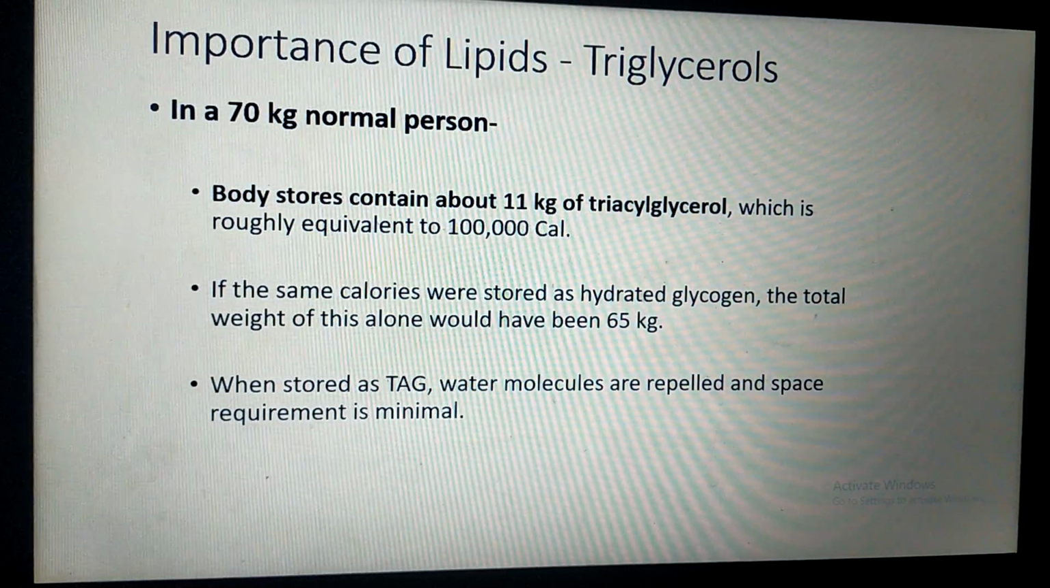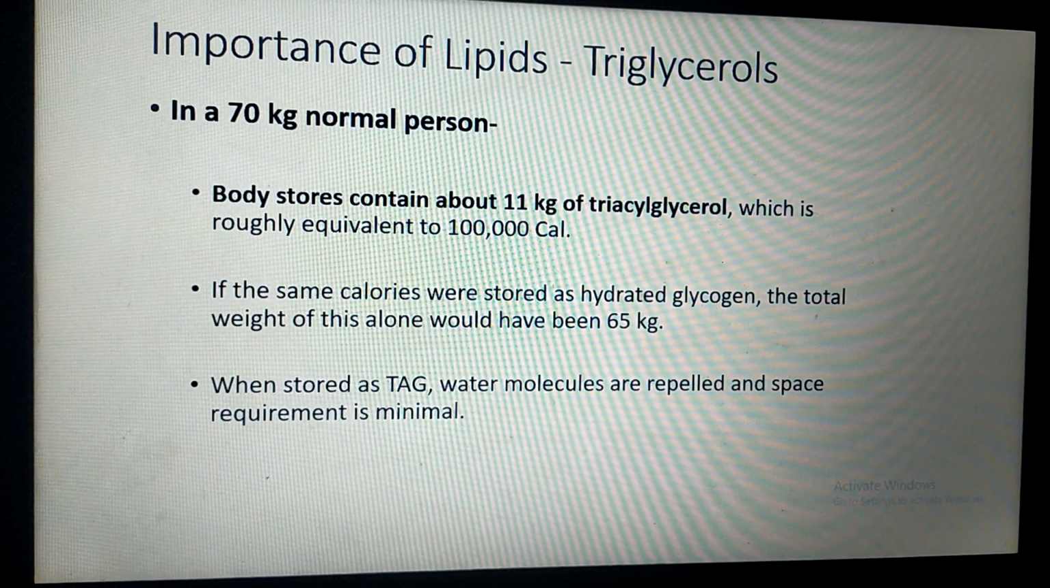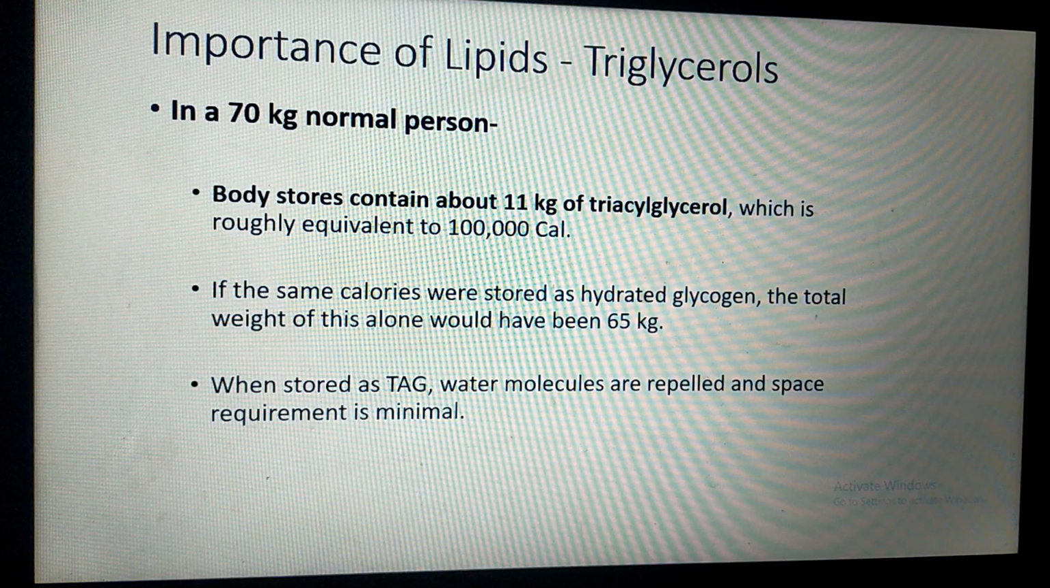Sometimes in give reason they may ask why fats are preferred as a storage material, storage energy source for our body. So this is the difference between triacylglycerol and carbohydrate.